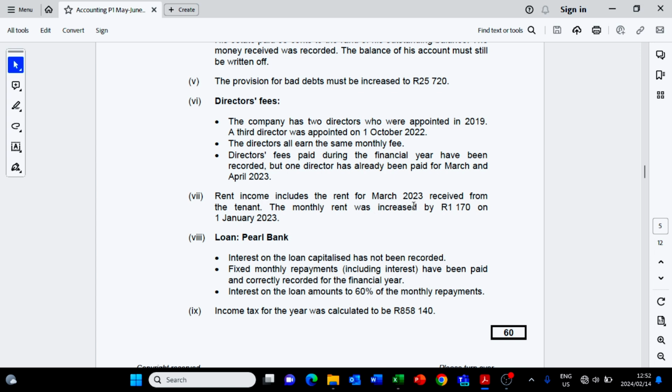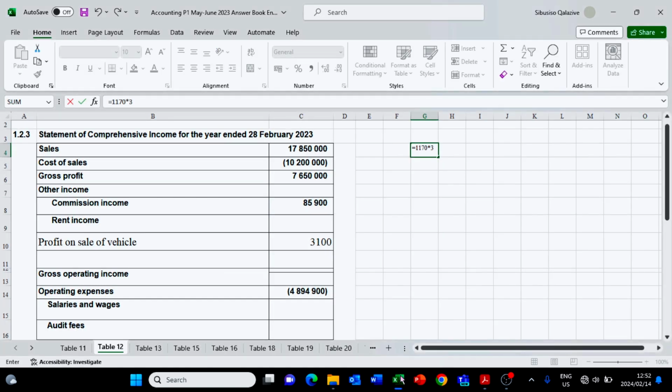So I want to calculate how much was the total increase for the current financial year. We're going to say 1,170 times 3, which is January, February, March. Times 3 is going to give us 3,510. So now this is the increase amount.